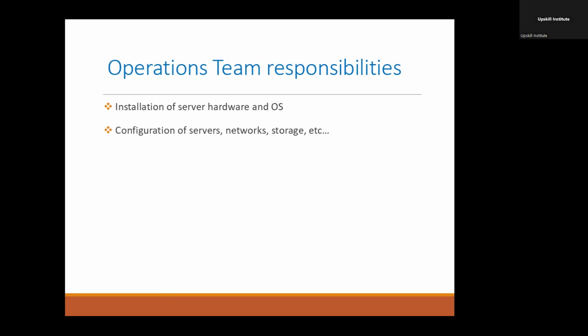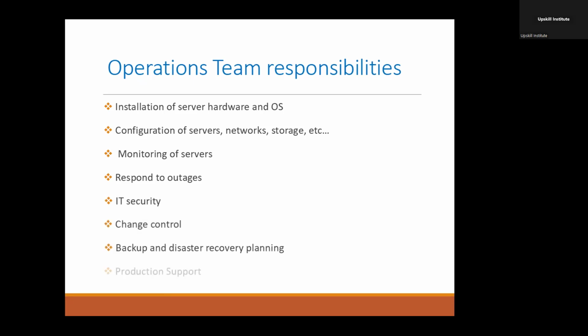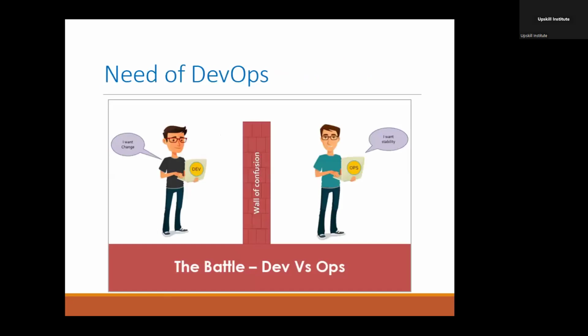Then configuration of servers, network, storage, monitoring of servers, responding to outages. Let's say the application is running and something happens technically and the application goes down, then it's the operation team's responsibility to keep that application live. Then security: the application should be secure, it should not be prone to any threats or vulnerabilities. So these are the responsibilities of operation teams.